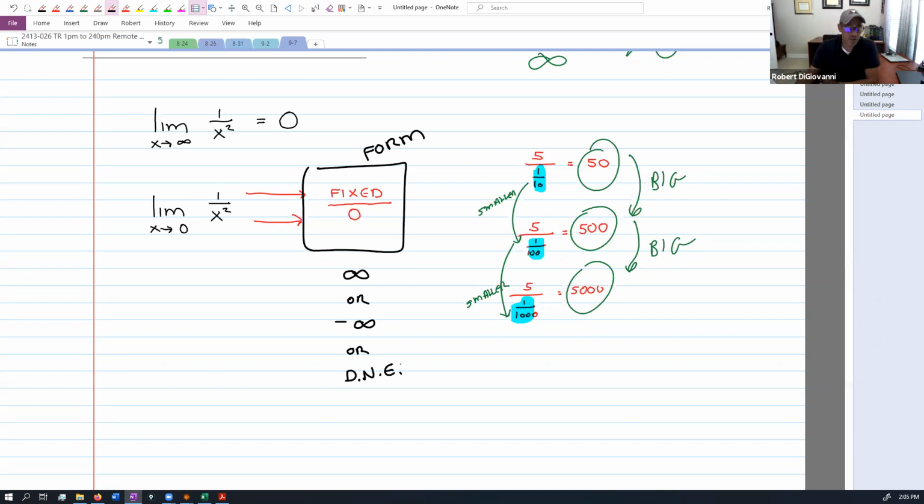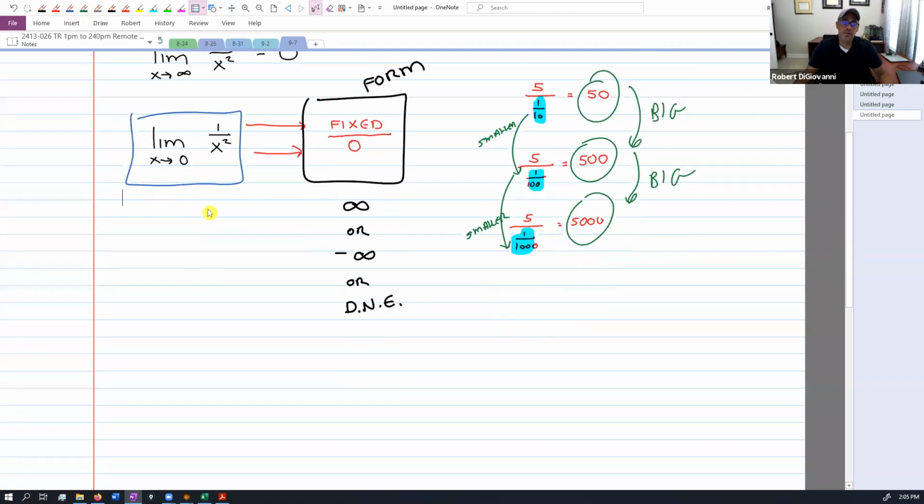So how are we going to determine what's going on here? You ready to see how to do this? I'm going into this already knowing it's fixed over 0, and I know there are 3 possible outcomes. So what I'm going to do is investigate and determine which of these 3 it is. The way I'm going to do it is going to seem kind of primitive, but it's very effective. All I'm going to do is draw a number line, and I'm going to put where I'm headed right here, 0.